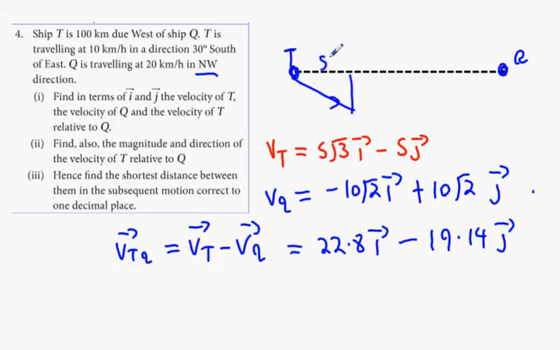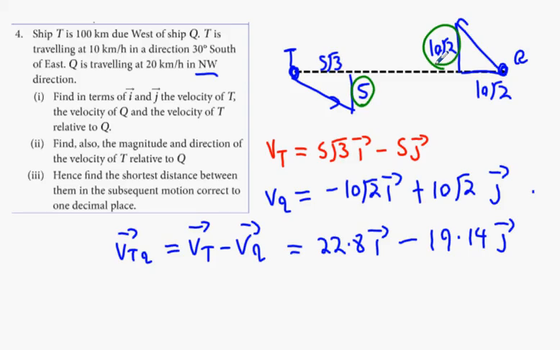Now this is a quick bit of velocity. That's 5 root 3 and 5. Which way does Q go? And what did we say there? 10 root 2 and 10 root 2. Now, they're separating along the j component, aren't they? How fast are they separating? That one plus that one, do you get it?